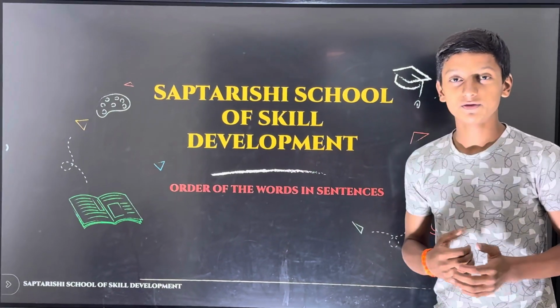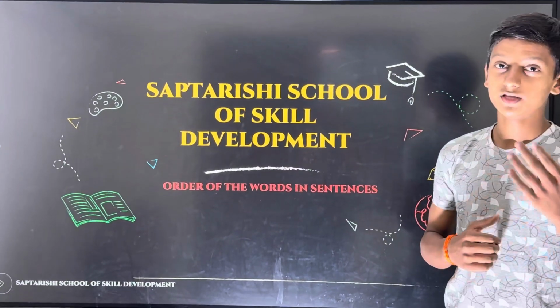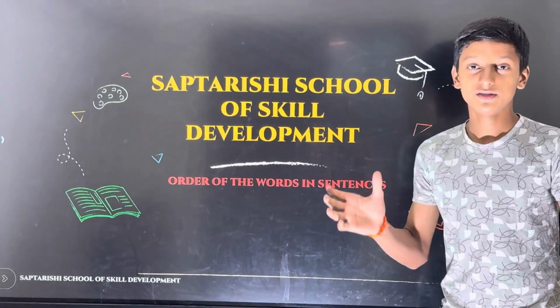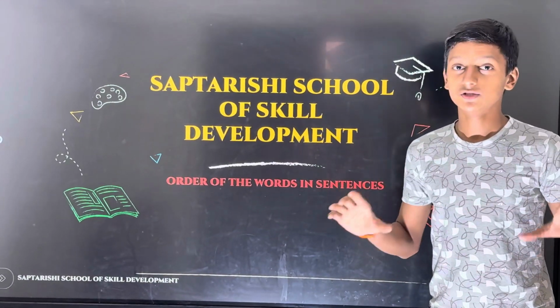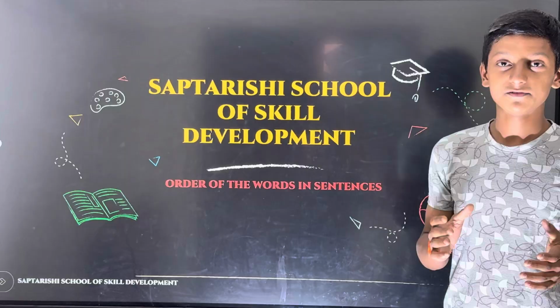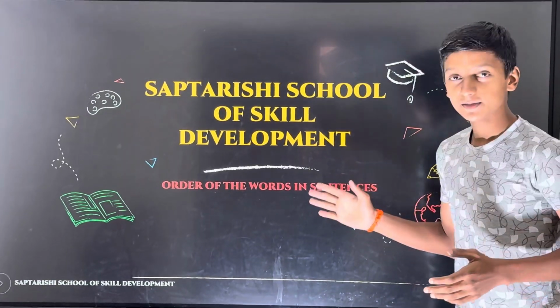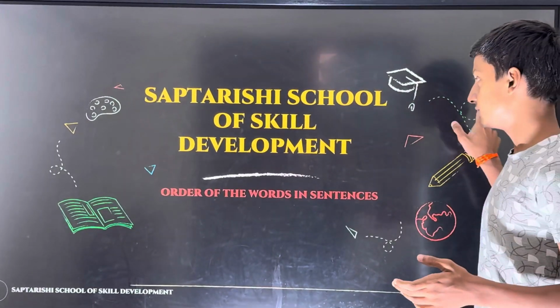Because in the previous topic we discussed what words are, how they are formed, what letters are, and how they form the word. Today we are going to discuss how we order the words so we get a perfect, meaningful sentence. So let's begin with the contents we are going to discuss in this topic.